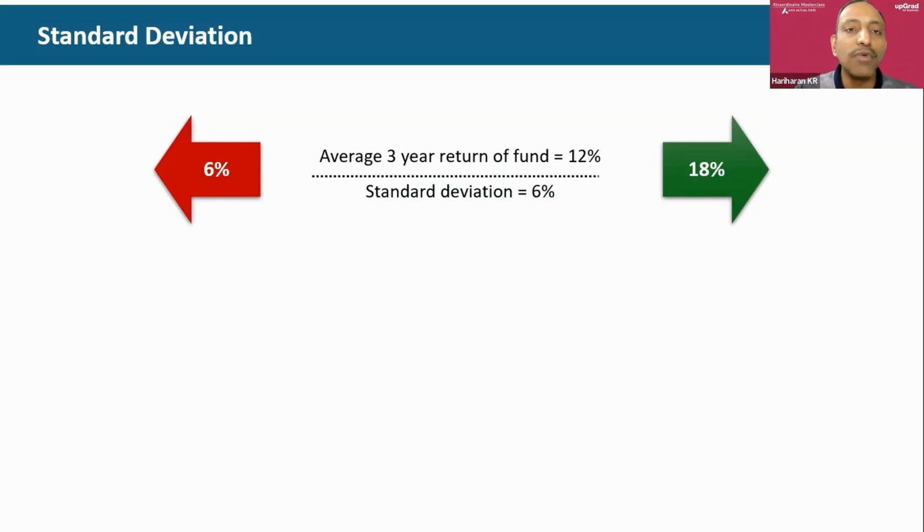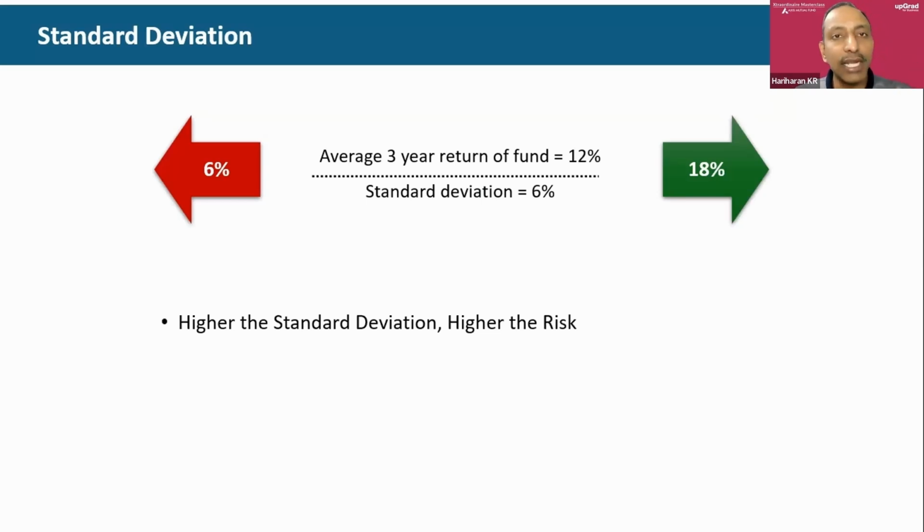Now this 6% has no value unless you compare it with something else. Say I have another fund which has 12% returns but 10% deviation. 12 plus 10 is 22 on the right hand side, and 12 minus 10 is 2 on the left hand side. So this fund will deviate from 2% to 22%. The one you're seeing on the screen will deviate from 6% to 18%, which means this fund is more stable as compared to the other fund. This fund is less fluctuating, less volatile as compared to the other. That is what standard deviation captures. It's a measure of the risk in the fund, the extent of volatility in the fund.